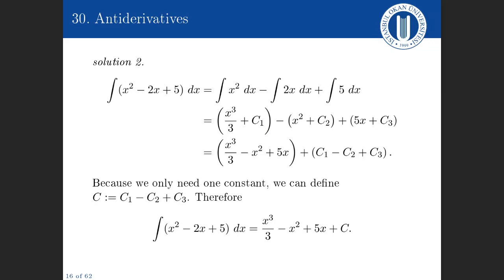But the key thing to remember here is we only need one constant when we do a general antiderivative, or when we do an indefinite integral. Instead of a c1, a c2, and a c3 here, we just need one c. So we can replace c1 minus 2 c2 plus c3 by just plus c. And then we get the same answer that we got in solution 1.